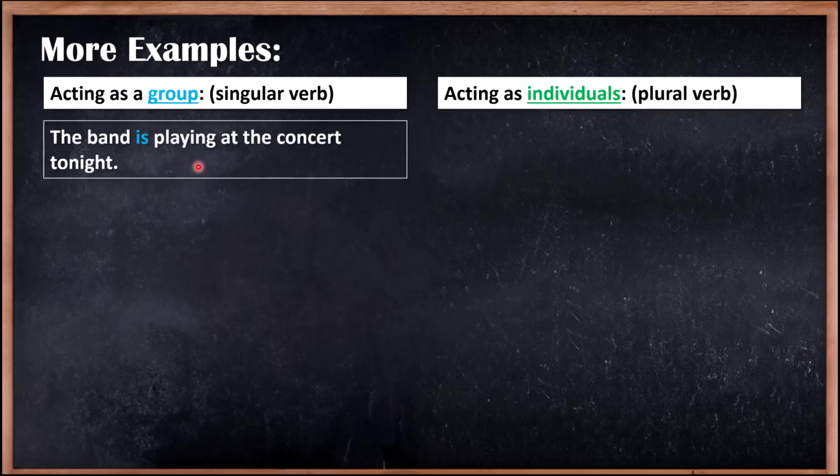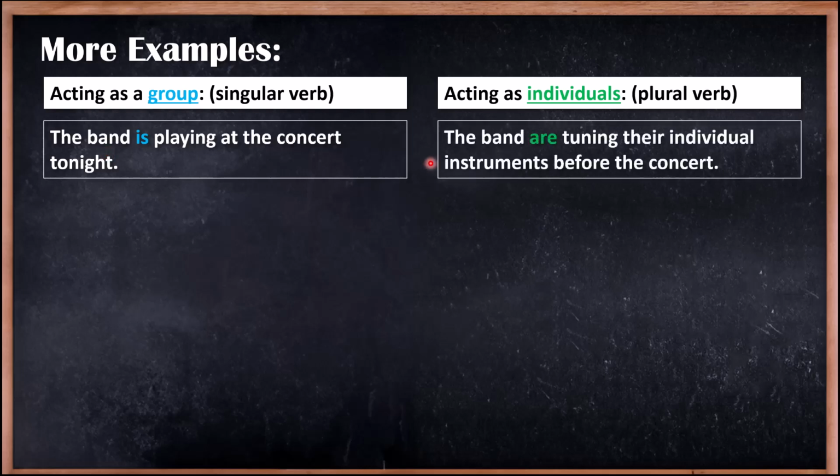The band is playing at the concert tonight. Band is also a collective noun. There are multiple people in the group. The band are tuning their individual instruments before the concert. For example, one member is tuning his guitar. Another member is tuning his piano. So we are referring to the group, but they are acting as individuals within the group.